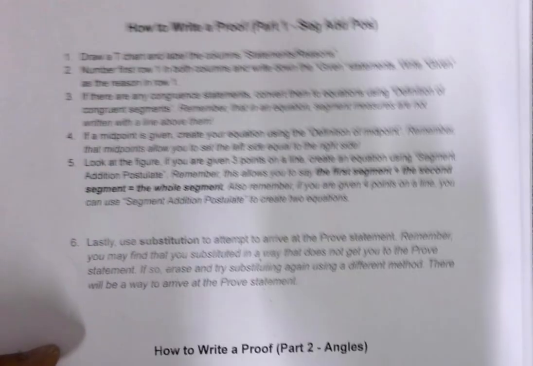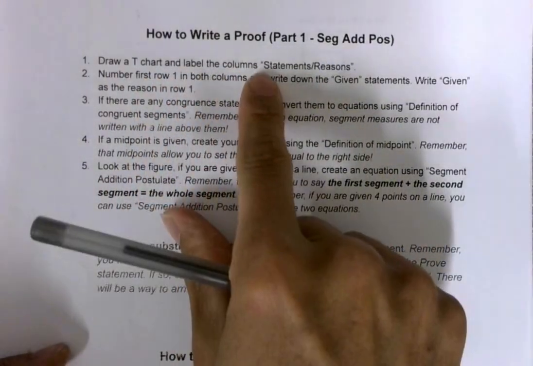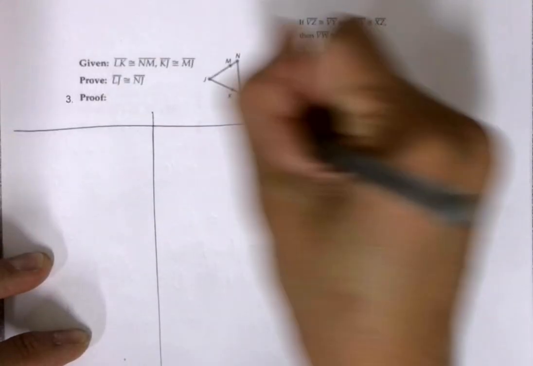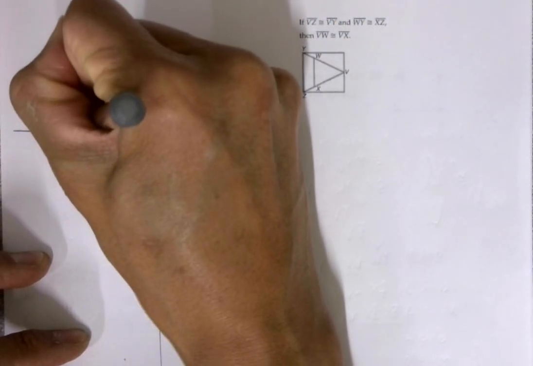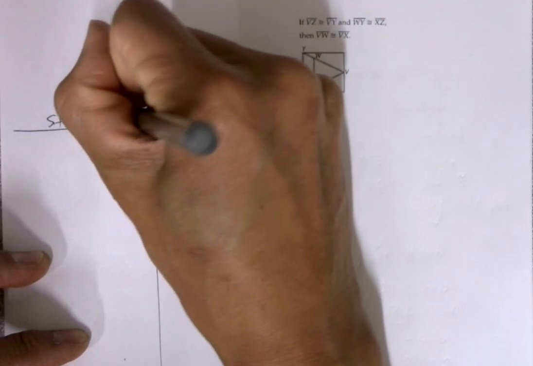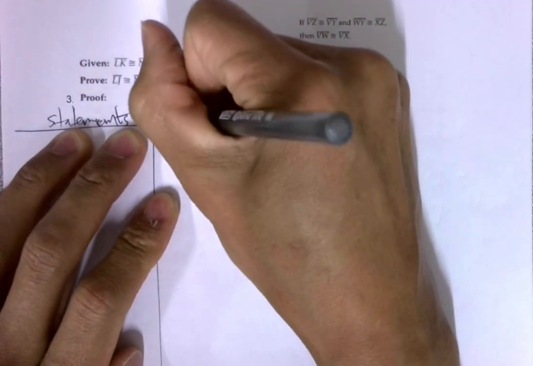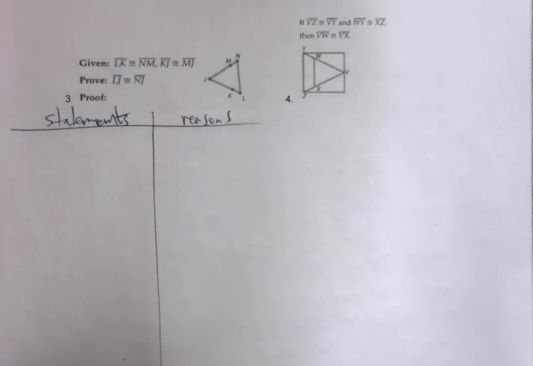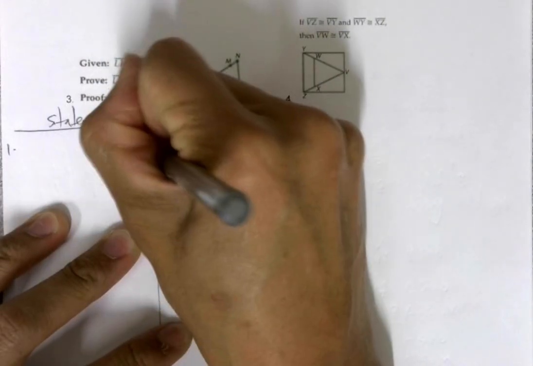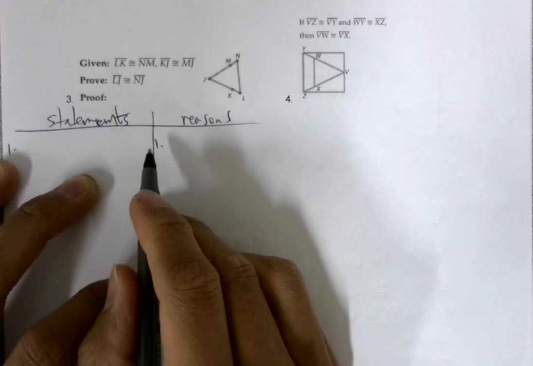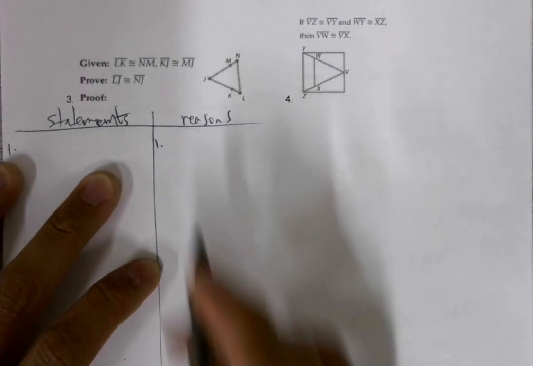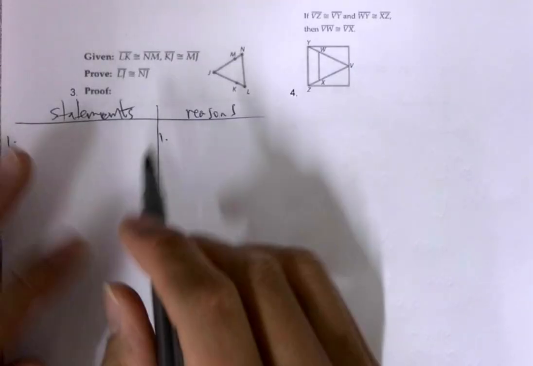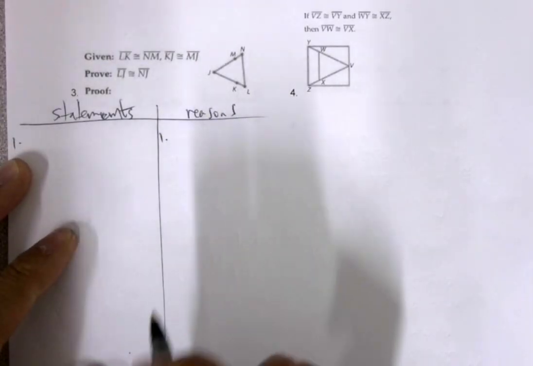Well, looking at our algorithm, we start with drawing the T-chart and labeling statements and reasons. So I'm going to do that. I'm going to go ahead and draw my T-chart, label it statements and reasons. This may seem frivolous, but it's very important that we do this. Then we need to do our second step in the algorithm, which is label our rows 1 and 1. Again, a step that you might think is pointless, but it is very important, especially when I'm coming around grading and trying to match up the statement with the correct reason.